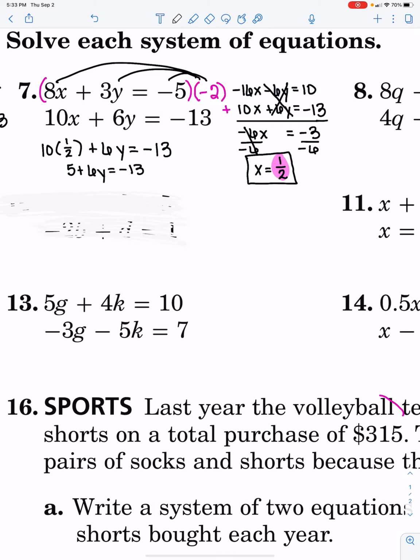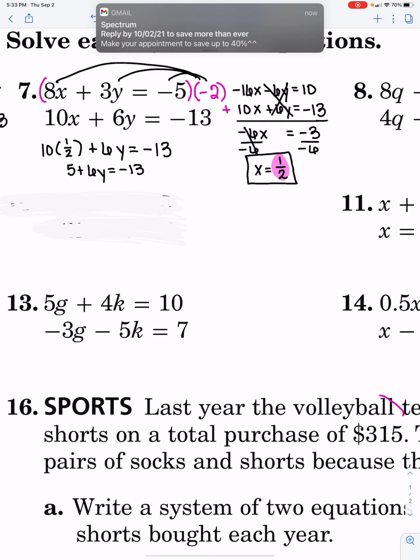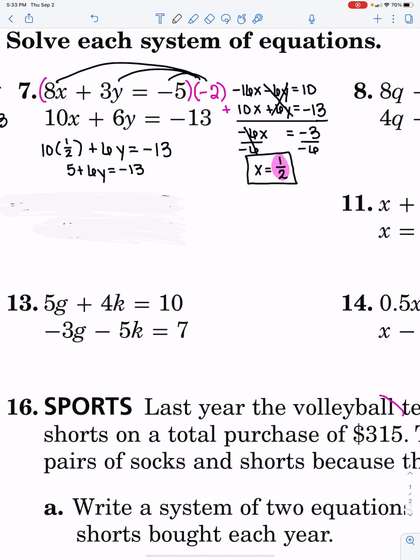Okay, so this is definitely why we've talked about in class using a separate sheet of paper to show your work for these problems, because sometimes they just don't give us enough room on this worksheet.